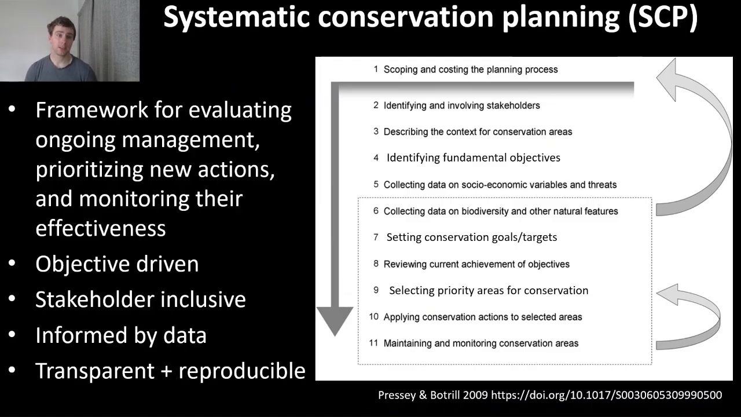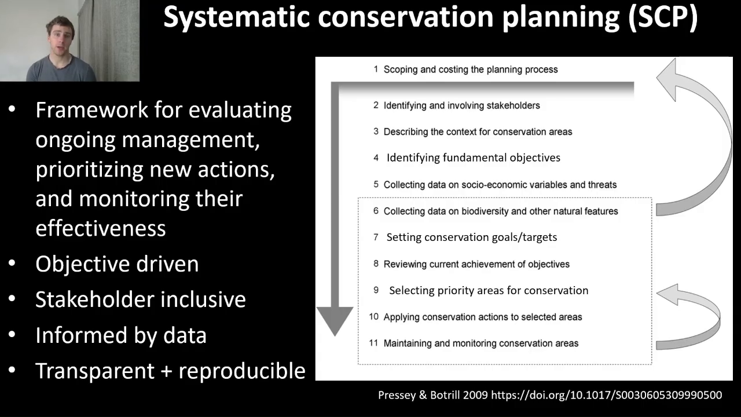So, the Systematic Conservation Planning Framework, or SCP, is a framework for evaluating ongoing management. That's things like evaluating how good existing protected areas might be, or how good various different management actions might be. It's a framework for prioritizing new actions, so identifying where you would want to establish new conservation areas, or potentially a better way to manage existing protected areas, and also to monitor their effectiveness as well. And this framework has 11 different steps in it. And I'm just going to go over each of these steps briefly.